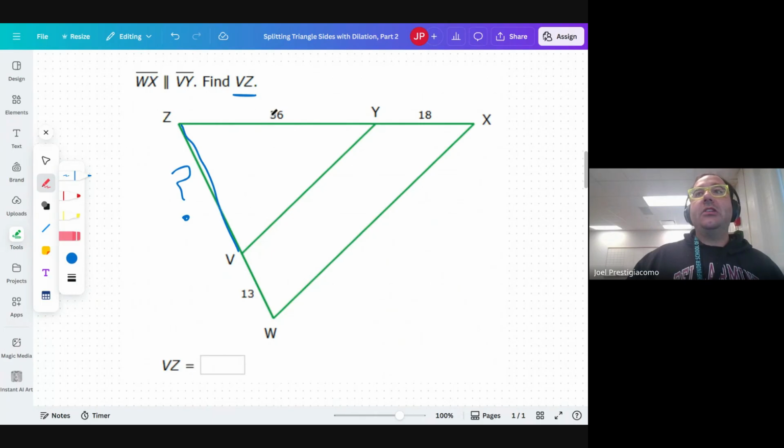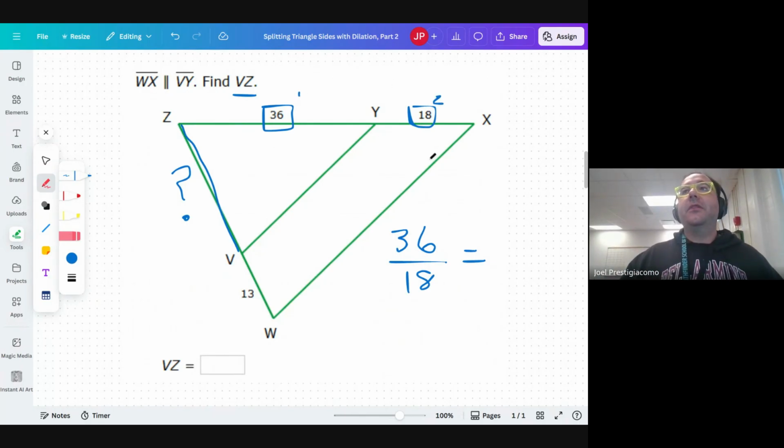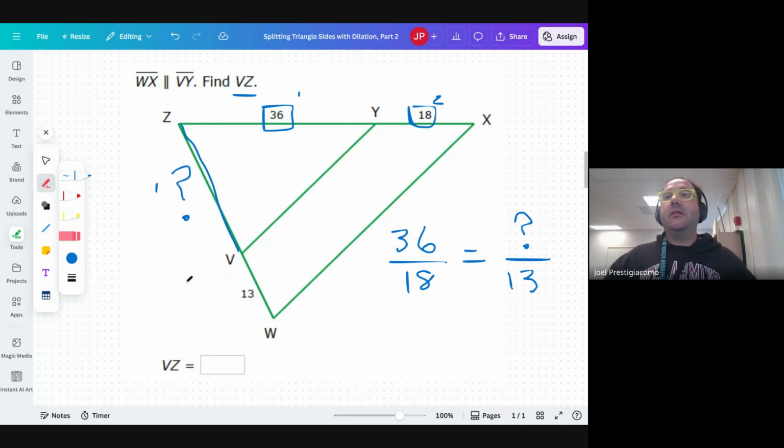So one of the things we can do, as long as we keep ourselves in order, is I'm going to look at the top. I'm going to look at 36 and 18. So we do 36 divided by 18. 36 goes first, 18 goes second. Then the question mark is going to be first, and the 13 is second. Hopefully that makes sense. But you have to go in that particular order. If you mix up the orders, it won't work very well.